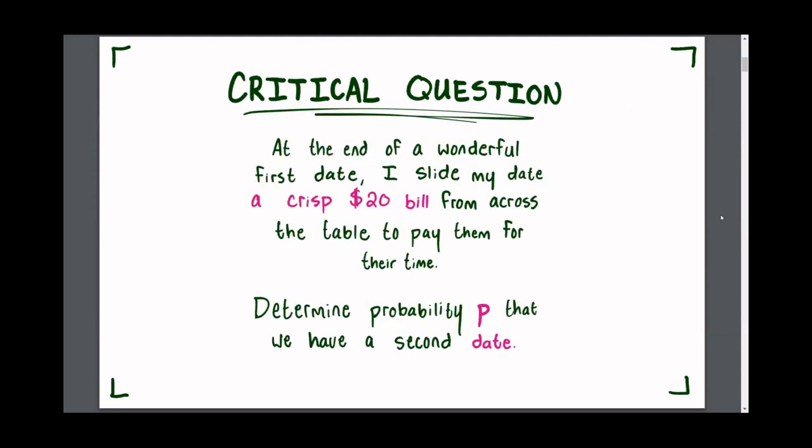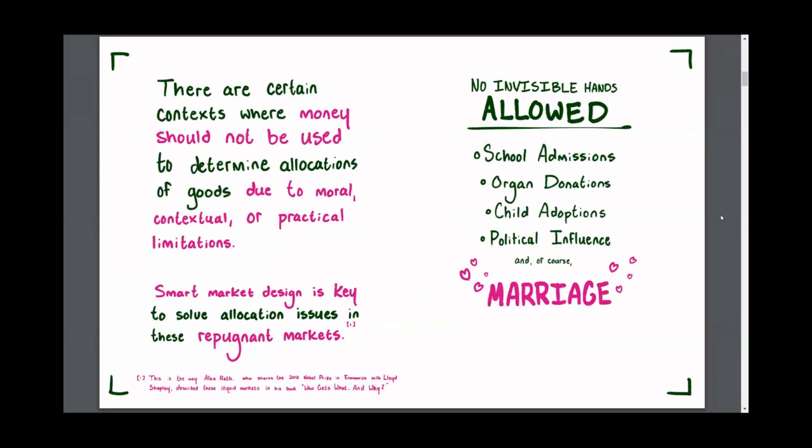So I want to start with a critical question. Let's say I have a wonderful first date. At the end of it, I slide a crisp $20 bill from across the table to pay them for their time. Determine the probability P that we have a second date. You do not have to find probability P, but the point of this question is that there are some market environments where money should not be used.